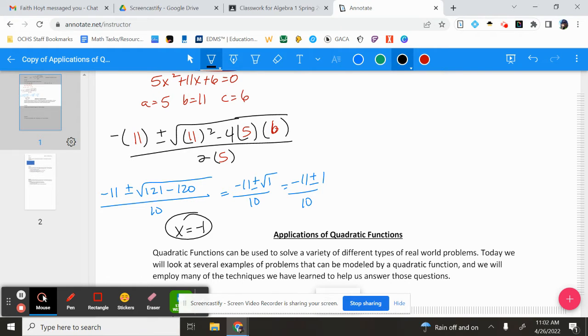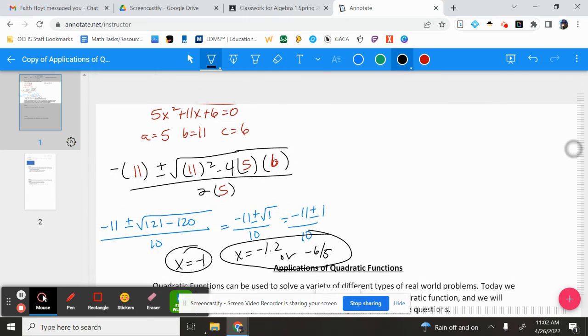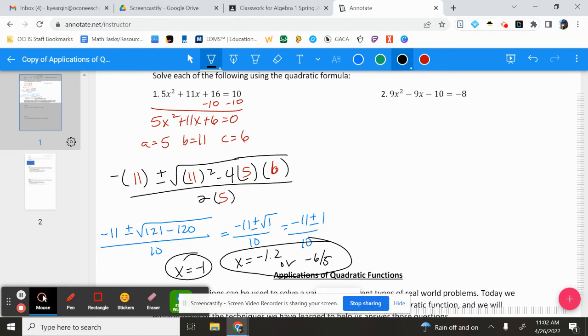So negative 12 divided by 10, you have options if you want to do negative 1.2, or if you want to leave that as a fraction, 2 will go into both of those numbers. It would be negative 6 over 5. Either way, those answers are correct. So if you haven't already done so, pause the video and answer number 2.